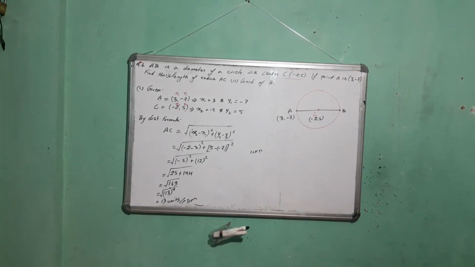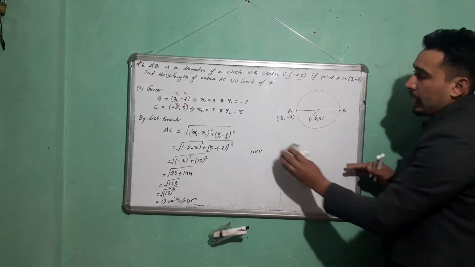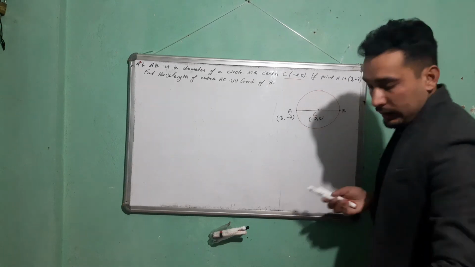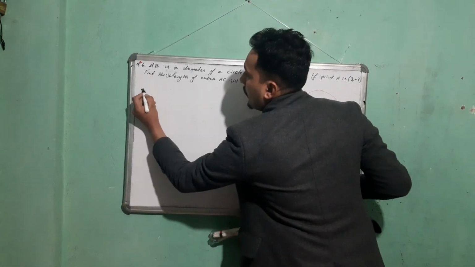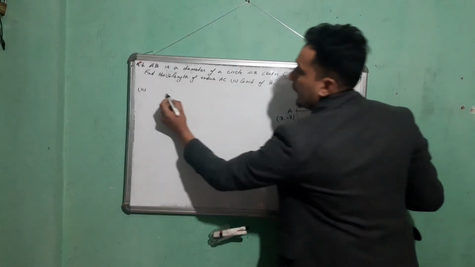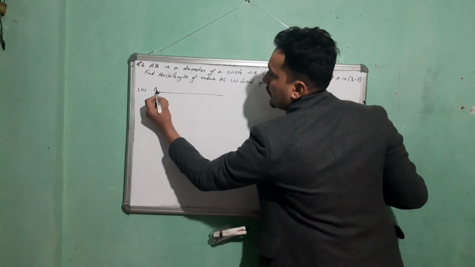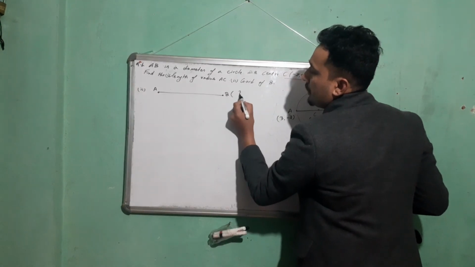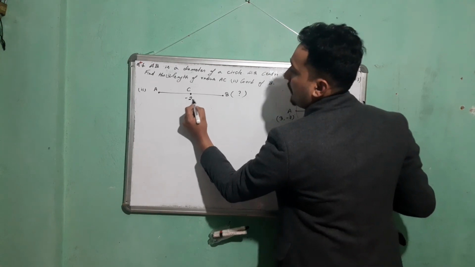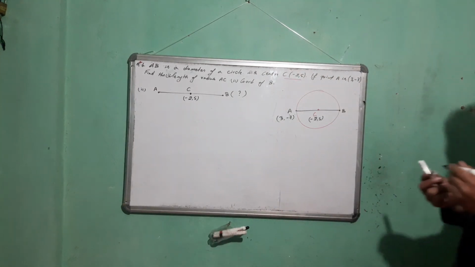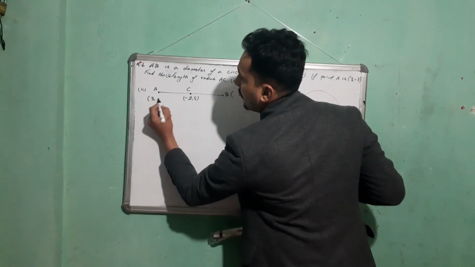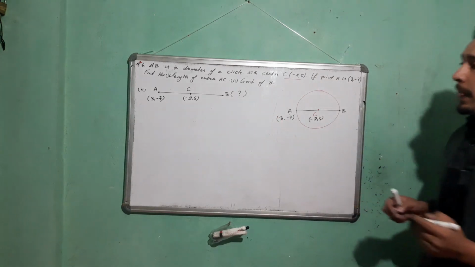Next, number 2, we need to find the coordinates of B. You have this line. A is given, B is unknown. Here in the middle you have C. C is the center, minus 2 comma 5. A is given how much? 3 comma minus 7. B is unknown.